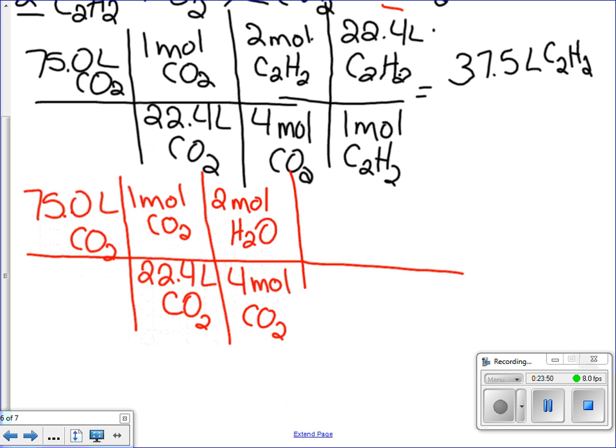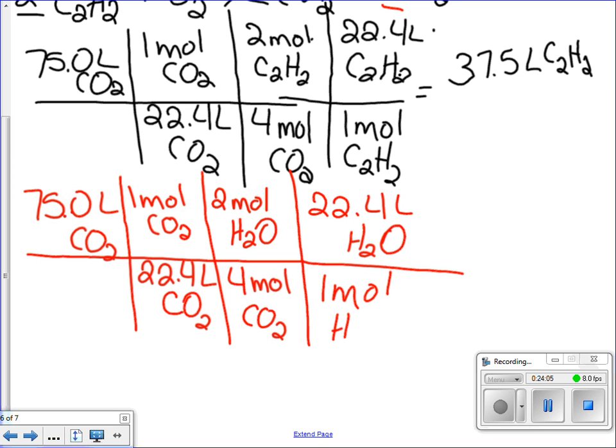So I need another box. I can't leave my answer in moles. So again, I have to do moles to liters. We know that there's 22.4 liters in 1 mole. So I put my 22.4 on top, and I put 1 mole of water on the bottom so that it cancels out with my other moles. And now I have the correct units of the correct compound, so I can stop drawing boxes.